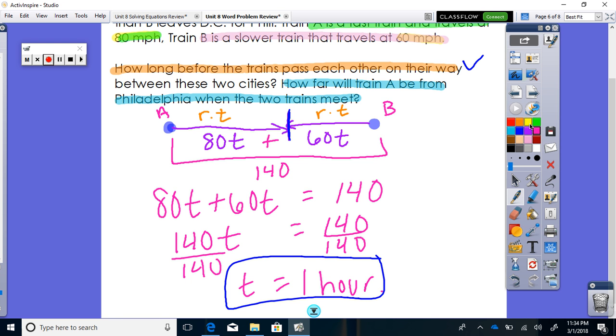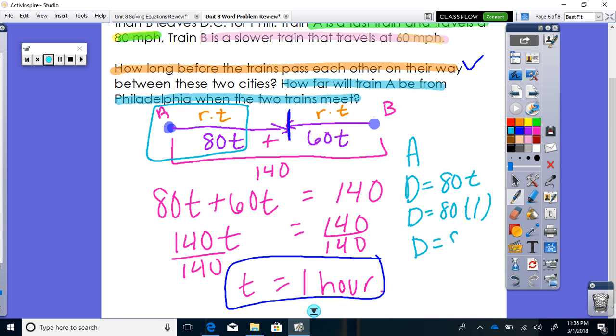The second question is, how far will train A be from Philly when the two trains meet? So how far will train A be? That's over here. This is train A's rate. So train A distance equals 80t. Train A is r times t. And then the distance after 1 hour, so plugging in 1 for t, 80 times 1 will be 80. So train A goes 80 miles. And they meet after that.